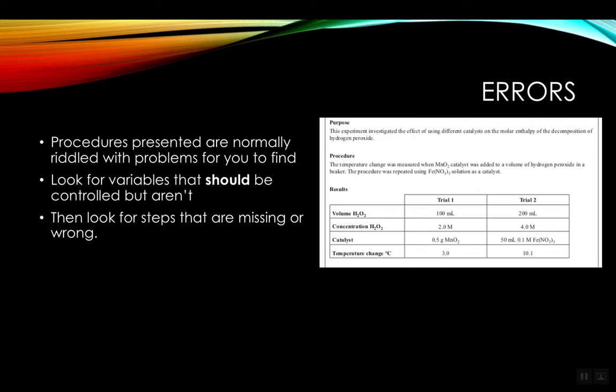Now, if you've gone for that, and you've looked for errors, and you've found a couple that should be controlled but aren't, and they've asked for 3 errors, what do you do next? Well, then you start looking for missing steps, or steps that are just plain wrong. So it would have a step-by-step procedure. Okay, this is a very brief procedure. You would have a step-by-step procedure and look through it and go, okay, well, if it's a titration, have they forgotten to mention rinsing, for instance? Okay, those kind of things that you have to do, but which aren't explicitly said within the procedure.